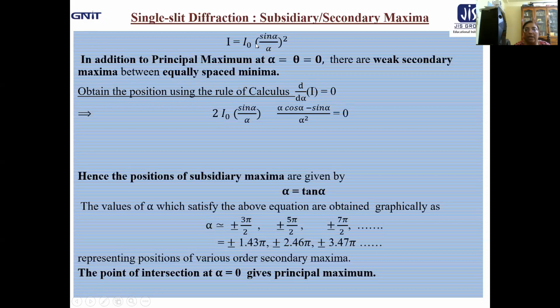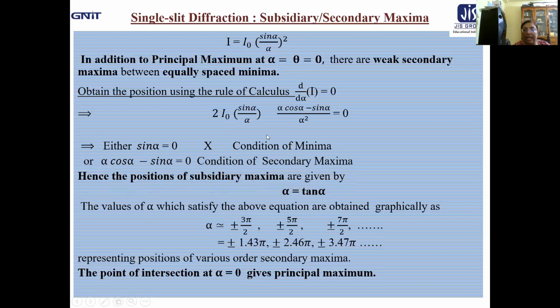dI by d alpha equal to 0. This is the I expression. If you do the derivative with respect to the variable alpha, what you will find? 2 I0 sine alpha by alpha, then take the derivative of this factor. What you will get? Alpha cos alpha minus sine alpha by alpha square equal to 0. That means here you are getting two factors whose product gives you 0. Either sine alpha equal to 0. Now sine alpha equal to 0 is the condition of minima. A few minutes back we got it. So this can never be the condition for subsidiary maxima.